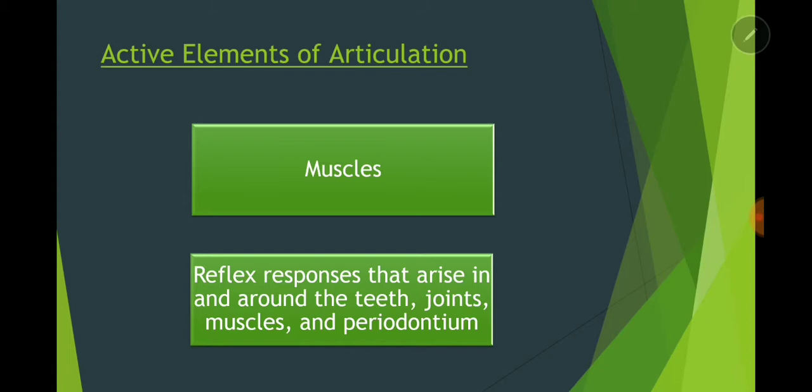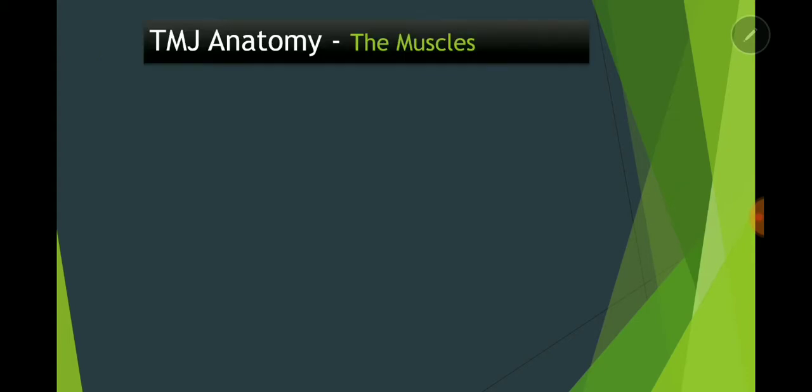So let's look at the active. The active elements of articulation include the muscles. And they also include the reflex responses that arise in and around the teeth, the TMJ, the muscles, and the periodontium. These are the active elements of articulation.